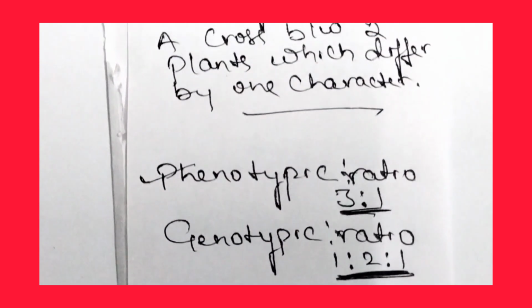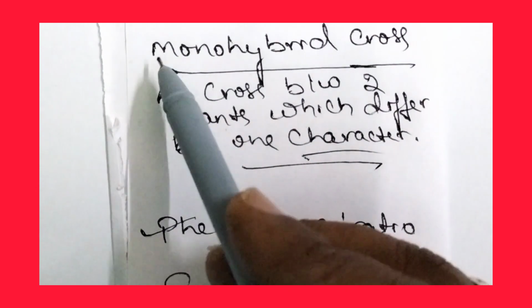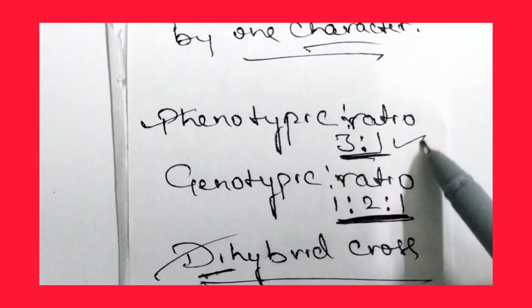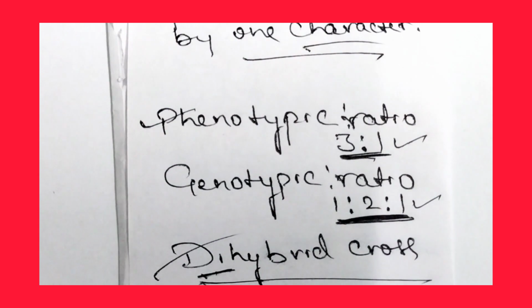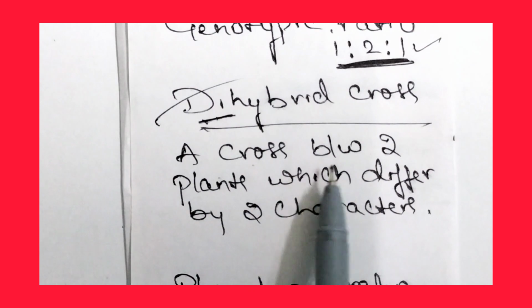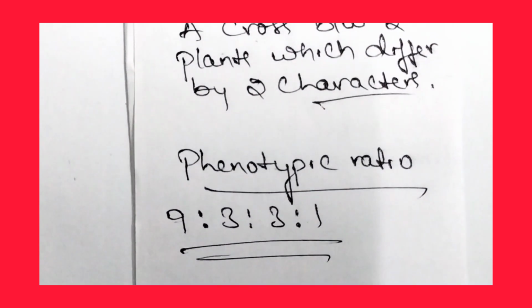So what is meant by monohybrid cross? A cross between 2 plants which differ by one character. Mono means 1. What is the phenotypic ratio for monohybrid? 3:1. What is the genotypic ratio? 1:2:1. Then what is dihybrid cross? A cross between 2 plants which differ by 2 characters. Then what is the phenotypic ratio for dihybrid cross? 9:3:3:1.